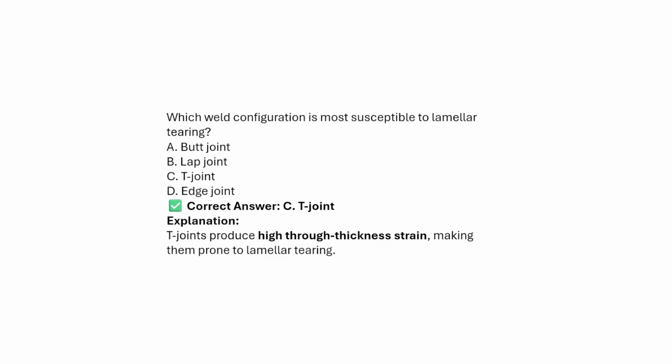So which weld configuration is most susceptible to laminar tearing? Butt joint, lap joint, T joint, or edge joint? The answer will be the T joint. Why? The T joint produces high through-thickness strain that makes it more prone to laminar tearing.